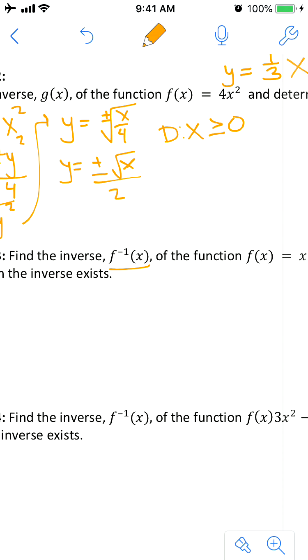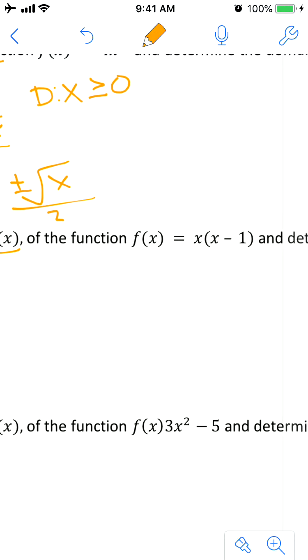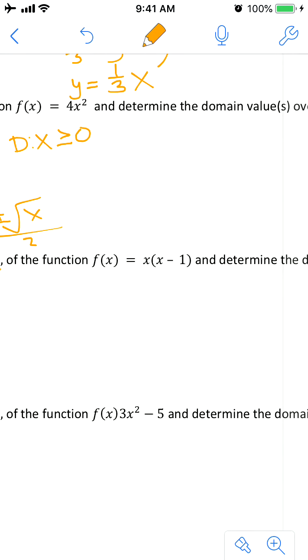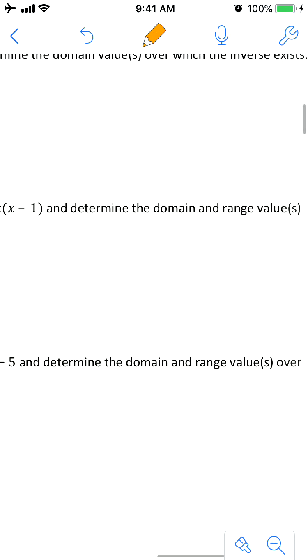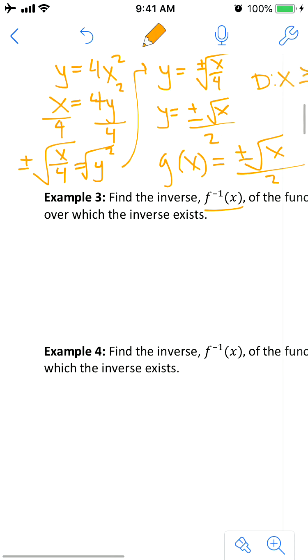If you want to change it to g of x for a sec, go for it. In fact, in the last problem, we should say g of x is equal to plus or minus the square root of x over 2. But yeah, it's just a notation. For the function f of x equals x times x minus 1, determine the domain and range values over which the inverse exists. So once again, they are not asking about the original function. They only care about the domain and range of the inverse function, if it in fact exists.